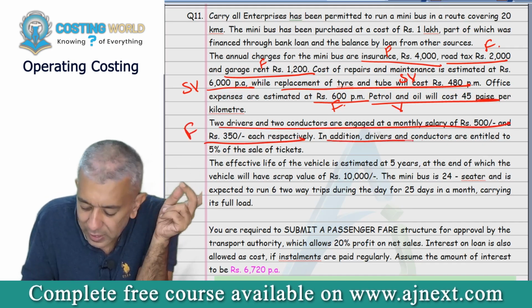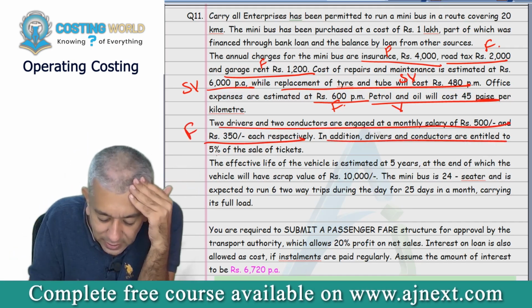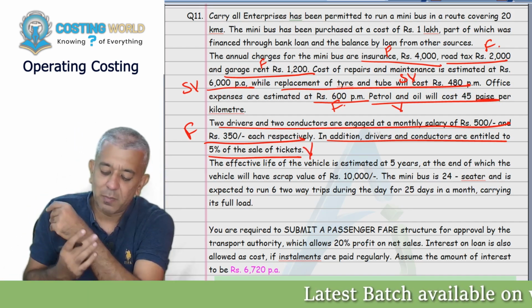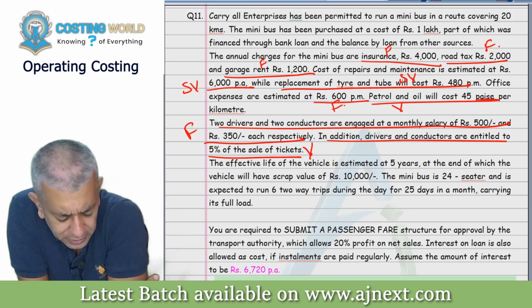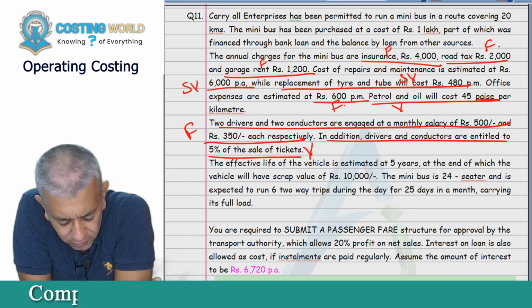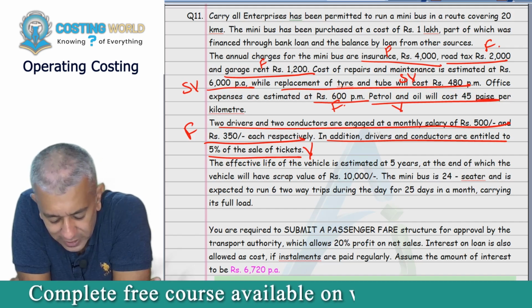Now this thing. In addition, drivers and conductors are entitled to 5% of the sale of the tickets. Can I say this part will be the variable part, no? Yes, sir. Further, the effective life of the vehicle is estimated at 5 years, at the end of which the vehicle will have scrap value of 10,000.